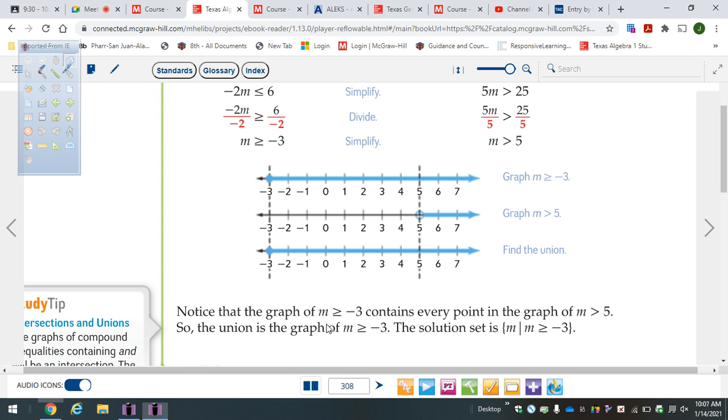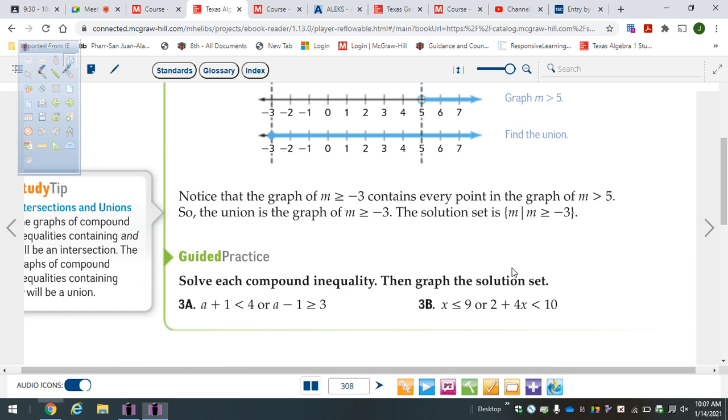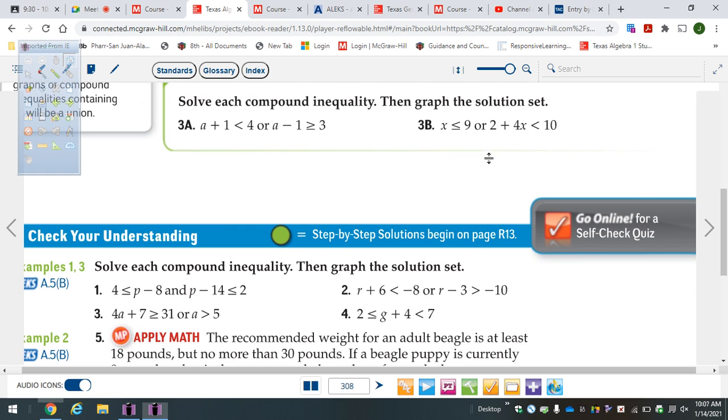So notice that the graph of m is greater than or equal to -3 contains every point in the graph of m is greater than 5. So this one, as it goes to the right, includes all of these here. So the union is the graph of just that first one. Since this one already includes these, we're just going to say that's my final answer. Pretty cool, right? Let's try 3a.